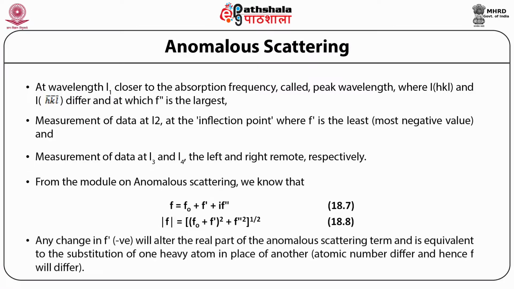Any change in f prime, usually negative, will alter the real part of the anomalous scattering term and is equivalent to the substitution of one heavy atom in place of another, because the atomic numbers differ and hence f will differ. So this multiwavelength anomalous diffraction technique is identically equal to the multiple isomorphous replacement technique with 100% isomorphism. The MIR technique is a chemical substitution, whereas MAD is a physical substitution.